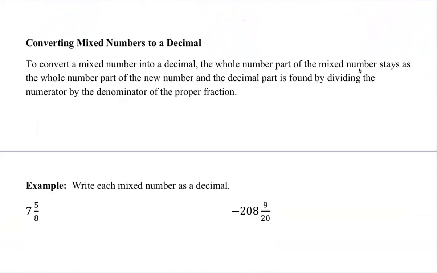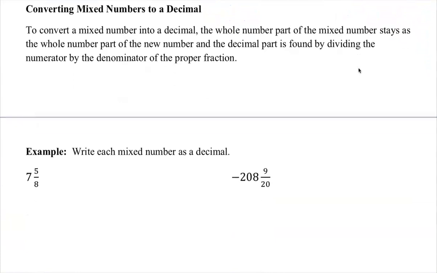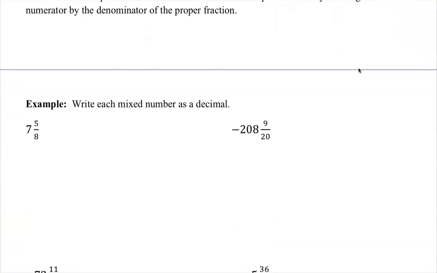Let's keep going. Converting mixed numbers to a decimal. To convert a mixed number into a decimal, the whole number part of the mixed number stays the whole number part of the new number, and the decimal part is the fraction. So if we have 7 and 5/8, if we want to write this as a decimal, that 7 is the whole number, so that's to the left of the decimal, and then the 5/8, we would do 5 divided by 8 and get 0.625. So 7 and 5/8 is the same thing as 7.625.